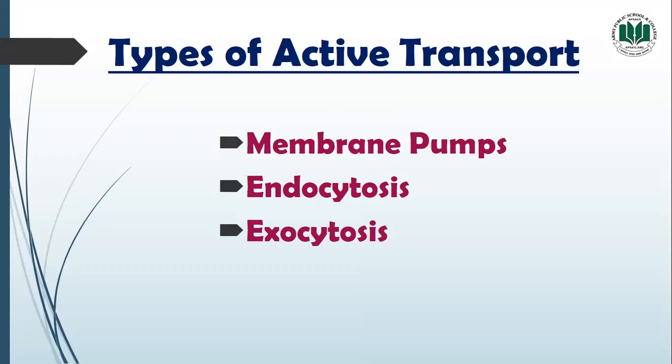Now, types of active transport. In the cell we will see different examples where active transport is used. So here we have three different types of examples in which we can see active transport: membrane pumps, endocytosis, and exocytosis. I will discuss these three examples with you in this topic, active transport.